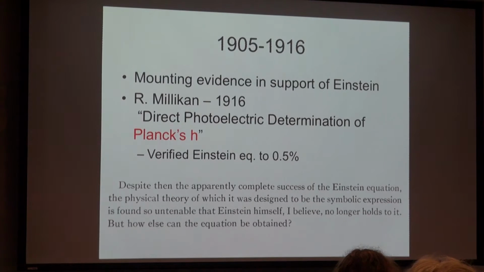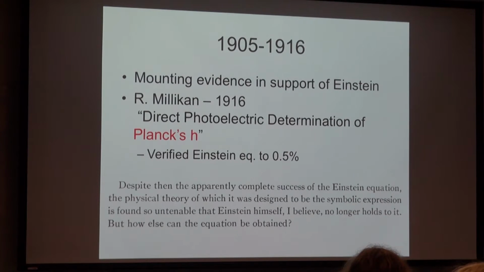expression is found so untenable that Einstein himself, I believe, no longer holds to it. I could never actually find where that's written down. He must have told Millikan that over a drink or something. But how else can the equation be obtained? In fact, in this paper, Millikan tried to come up with another version which violated energy conservation. It was really kind of out there.